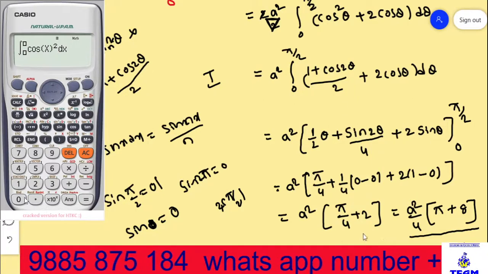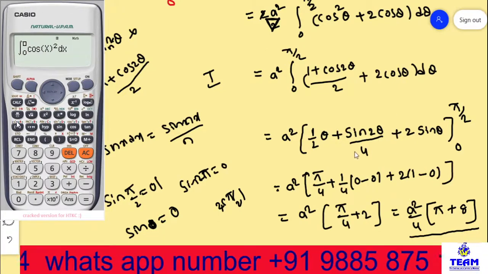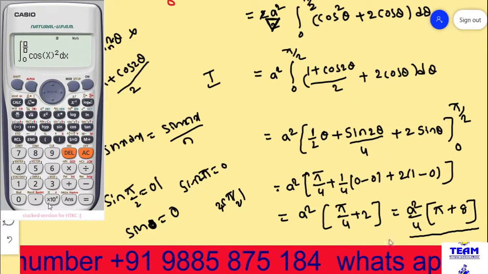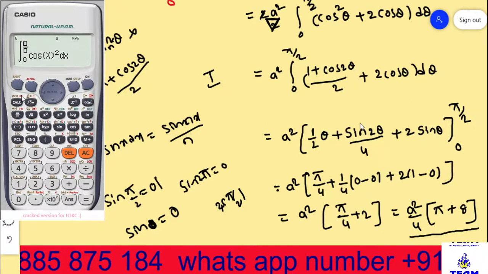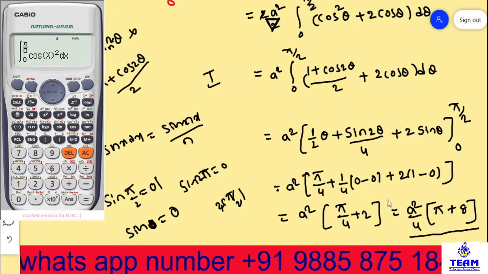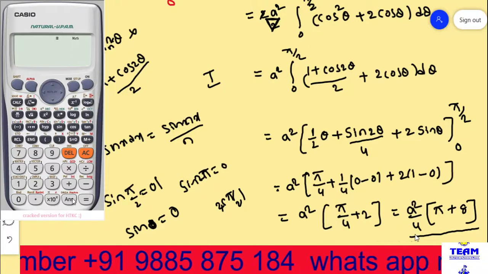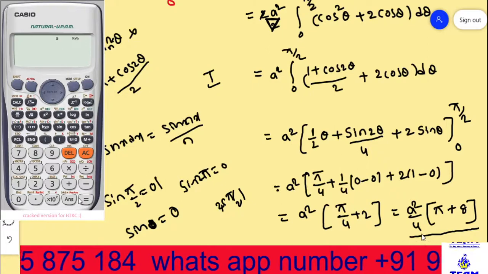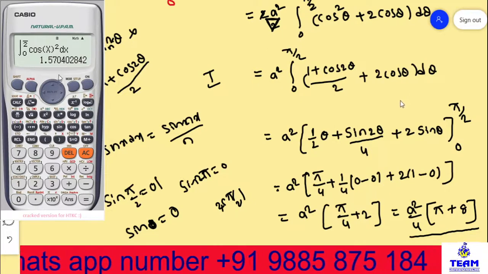Lower limit is 0. Next go for the upper limit. Upper limit is pi by 2. Pi by 2 means a fraction. So go like this. Where is pi? Here you have a pi, in yellow color. So shift, 10 power x. So you will have pi divided by, next, 2. 2 is here. Now you press the equal button. What are you getting? Taking slowly, 1.57, friends, here you have.